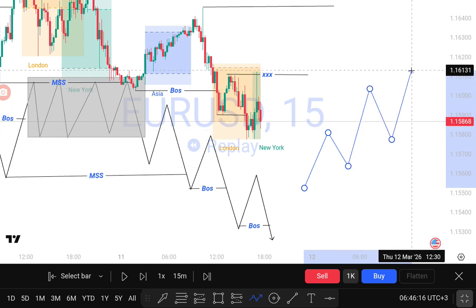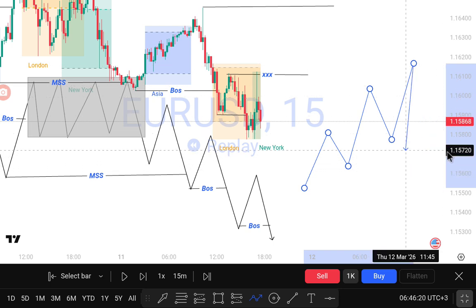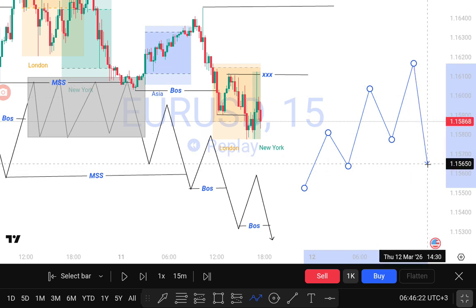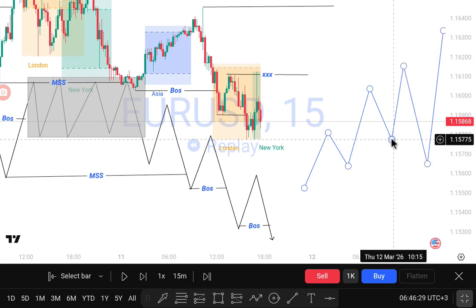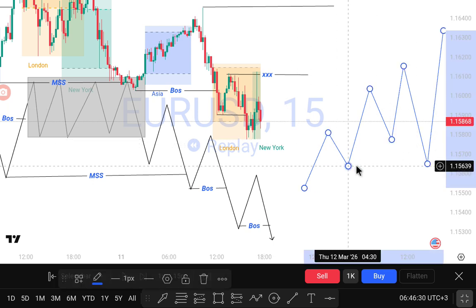What do you see? So what becomes there? The liquidity is these lows. They are likely to be swept, and again we continue. So that's what has happened here.